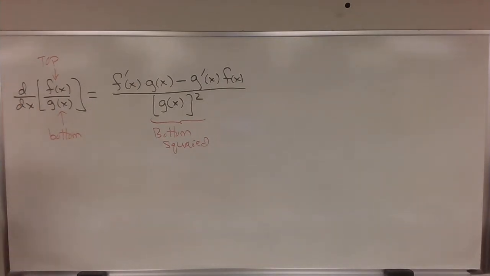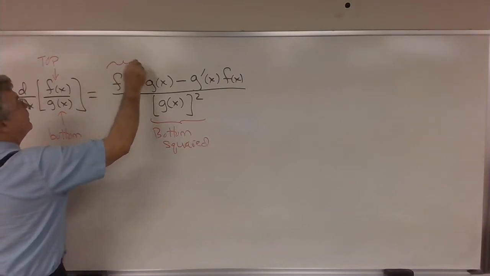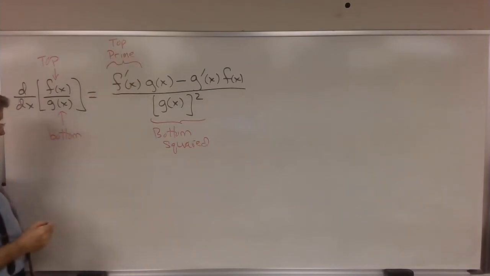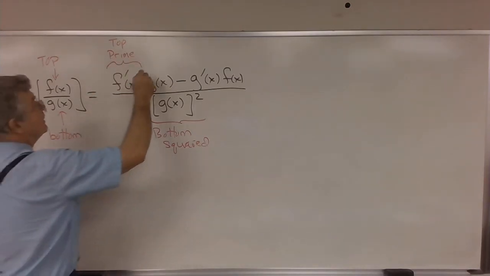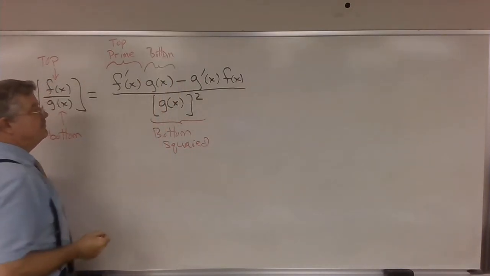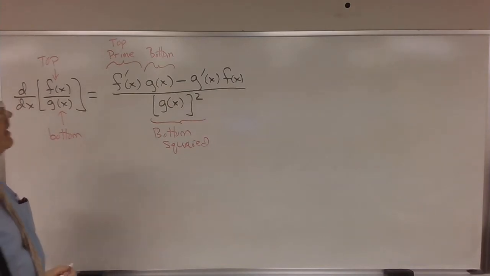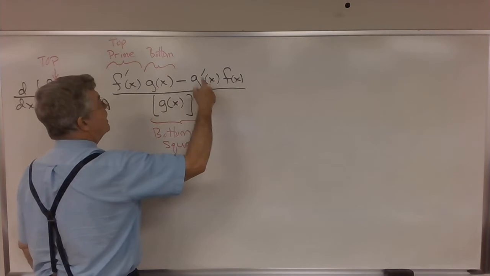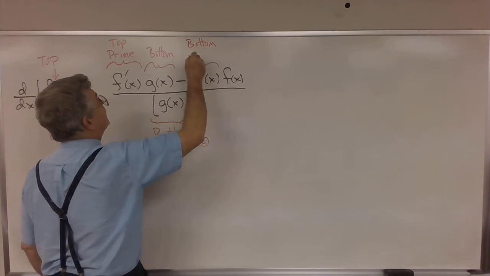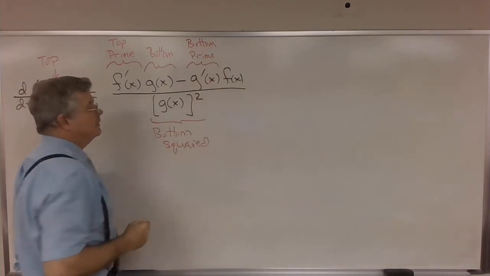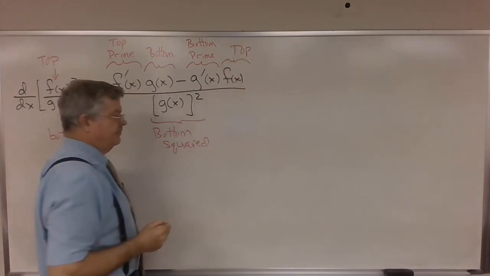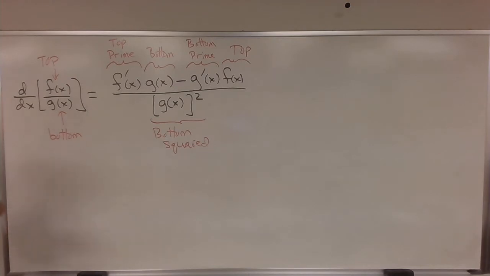Now let's go up to the top, the first term. This thing, we'll call this the top prime. And this is the bottom verbatim. Here we have the bottom prime. And this thing is the top verbatim. So that's the derivative of a quotient.